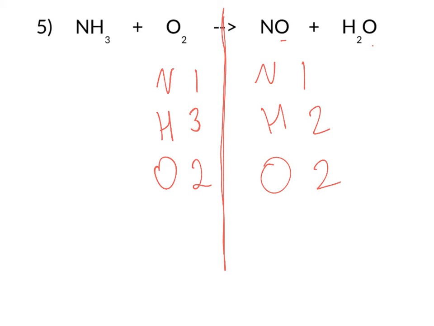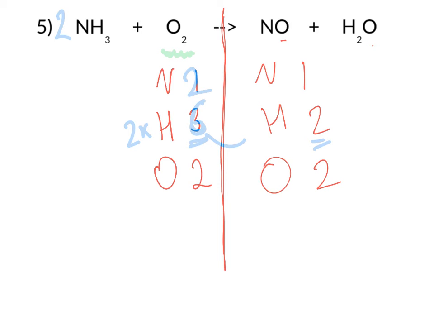Okay, now what I'm going to try and do here is leave my oxygens till last. The reason I'm leaving oxygen till last is because they're an element all on their own there and they're not combined with anything. So let's try and sort out hydrogens first. Well, I've got an odd number here and an even number here. So first of all, I want to double this side so I can get myself an even number. So I'll put a big 2 there. That will give me 2 nitrogens and 6 hydrogens.